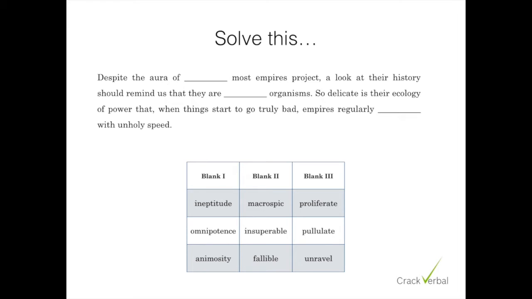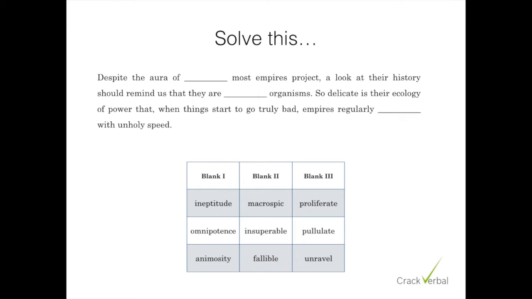The text here says that despite the aura of something that most empires project, a look at their history reminds us that they are some kind of organisms. So delicate is the ecology of power that when things start to go truly bad, empires regularly do something with unholy speed.